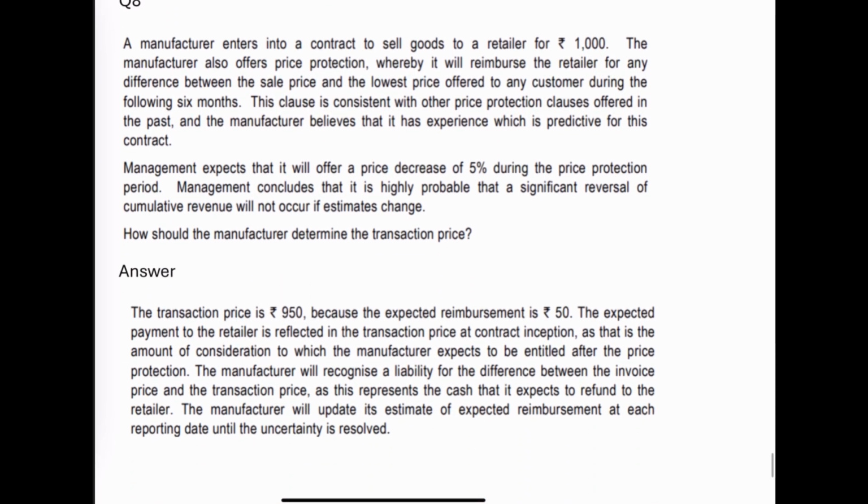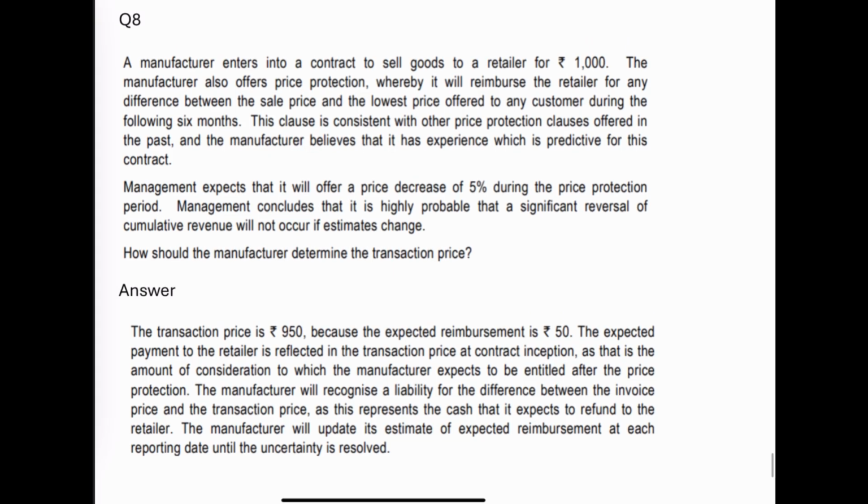Okay, we'll move on to the next example. Here a manufacturer enters into a contract to sell goods to a retailer for rupees 1000. The manufacturer also offers a price protection whereby it will reimburse the retailer for any difference between the sale price and the lowest price offered to any customer during the following 6 months. Initially the price is fixed at 1,000 rupees, but they are willing to give a kind of discount based on the lowest price the retailer will sell to the end customer for the next 6 months.